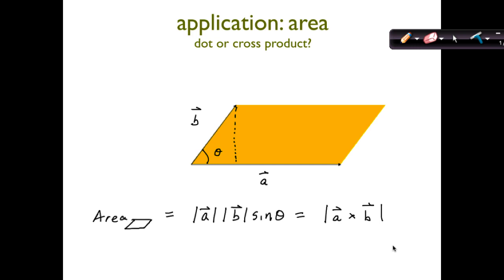Okay? But if you're talking about the area of a parallelogram, the direction doesn't come into play because we're just talking about a quantity, right? Not a scalar, not a vector. So that's why I use the magnitude of the cross product to get area.